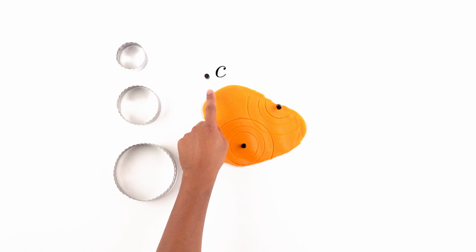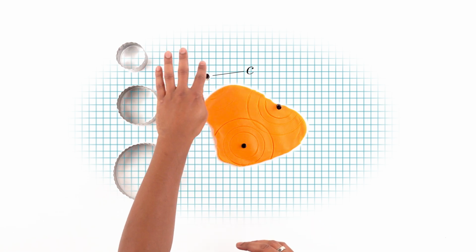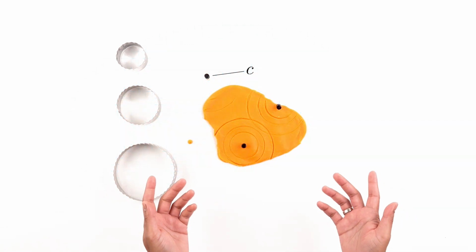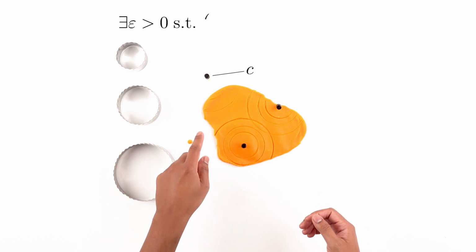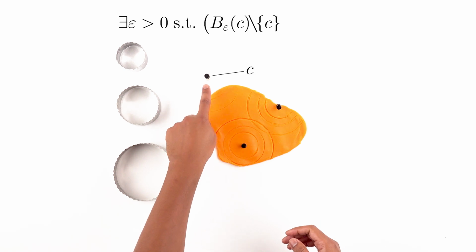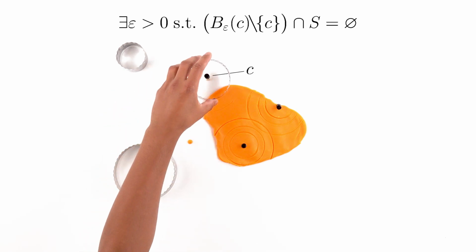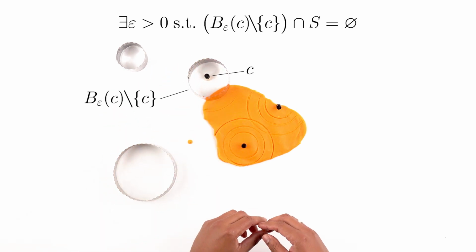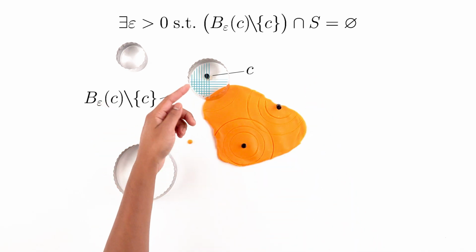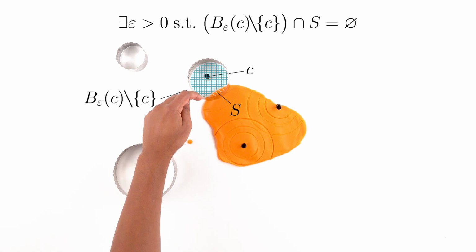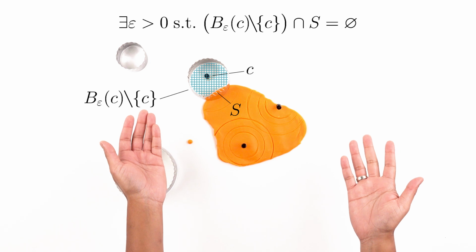Is the point C a limit point of S? Intuitively, no. It's outside the mango, so there's no mango nearby. To check this, we have to negate the definition. So there exists an epsilon greater than 0 such that the punctured open ball centered at C has empty intersection with S. This punctured open ball, right, with the point at the center removed, as usual, has points outside the mango, but it also has a few points barely inside the mango. So this doesn't prove anything for us.